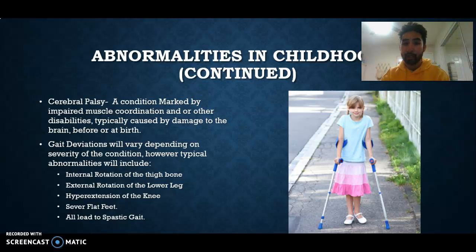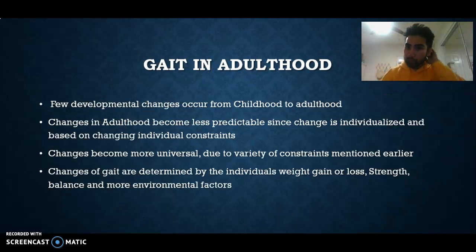However, typical abnormalities will include internal rotation of the thigh bone, or the femur, external rotation of the lower leg, or the tibia, hyperextension of the knee, and severe flat feet, all of which lead to a spastic type of gait. So with that said, now I'm going to start talking about gait into adulthood.